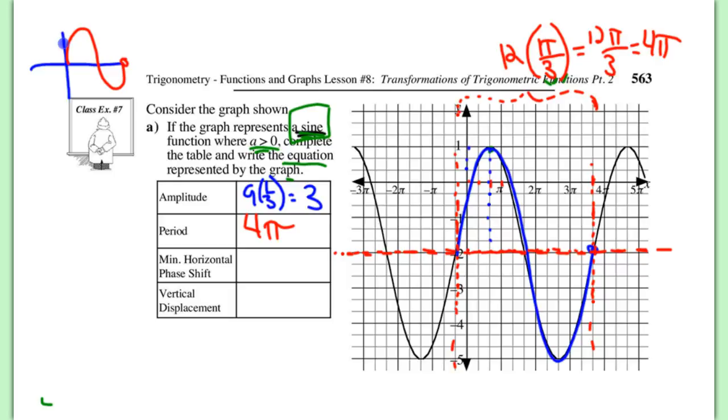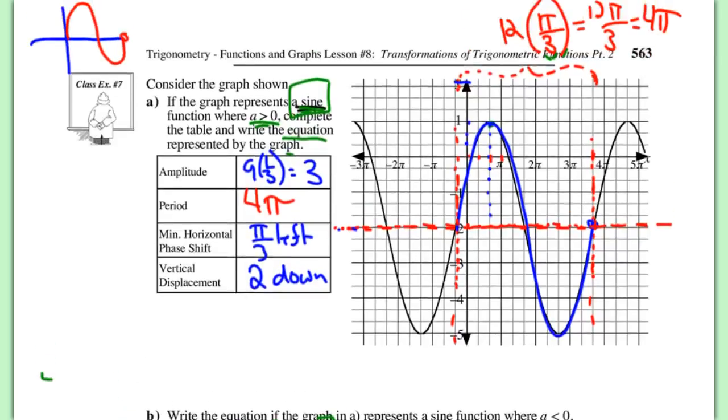What is the minimum horizontal phase shift? Well, where we've drawn it, it looks like it's one space. It's one space to the left. So each of those was a third. So this would be pi over 3 to the left. And the vertical displacement, well, based on where you see the midline of the graph to be, this graph is 2 units down. 2 down. So now we have to put this information into our equation, right?